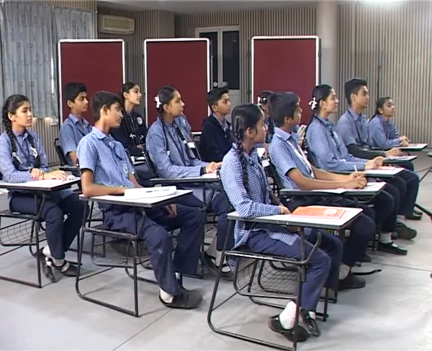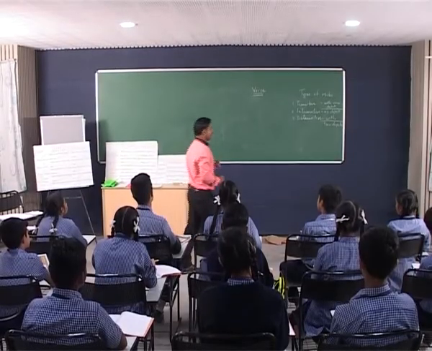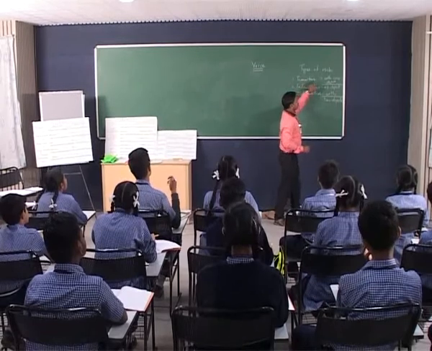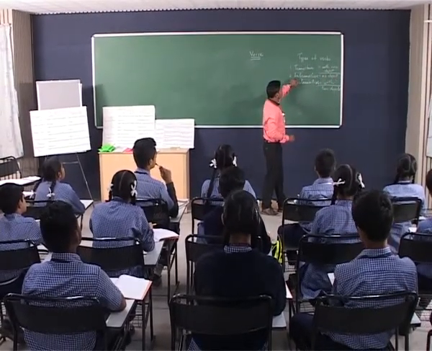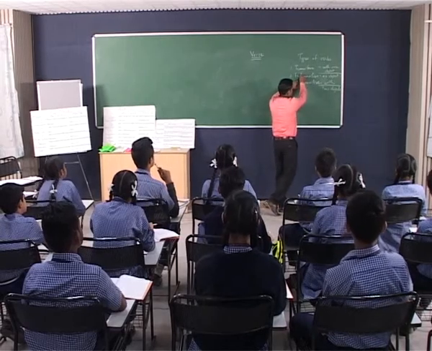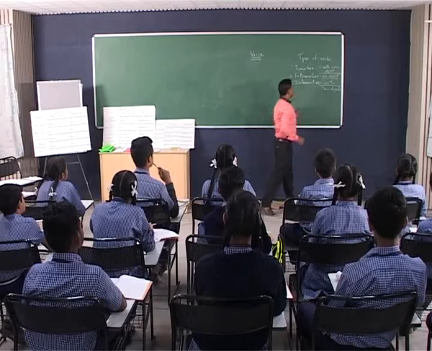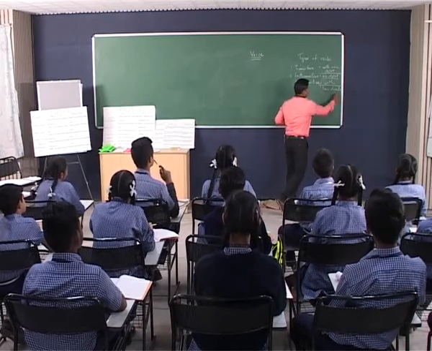Now, for learning active and passive, before that we should know the types of verbs. There are three types of verbs. First is transitive. Transitive means a verb with one object. Intransitive verb means a kind of verb which has no object. And ditransitive verb means this verb has two objects.